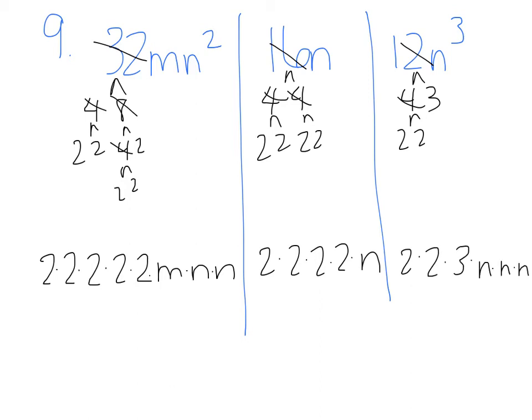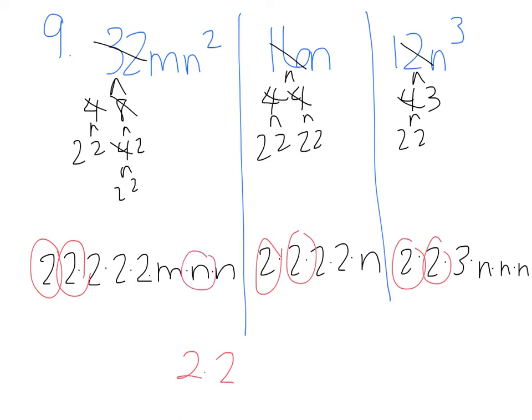So we're looking to see what appears in all three. So we have a 2, a 2, and a 2. So I'm going to write 2 down. We have another 2. And then no more 2's in all. There's an N, an N, and an N. So of the 3 terms, 4n is going to be the greatest common factor.